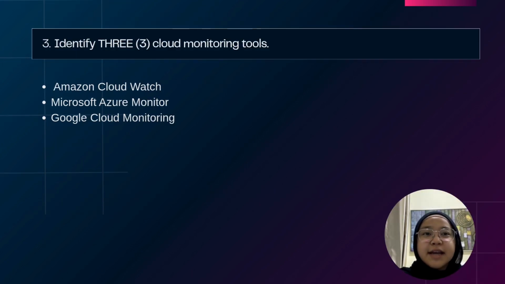Third question is to identify three cloud monitoring tools. First, Amazon CloudWatch. Second, Microsoft Azure Monitor. And the third one is Google Cloud Monitoring.